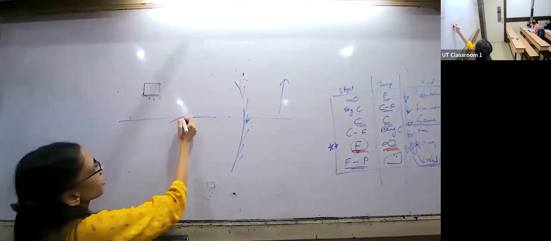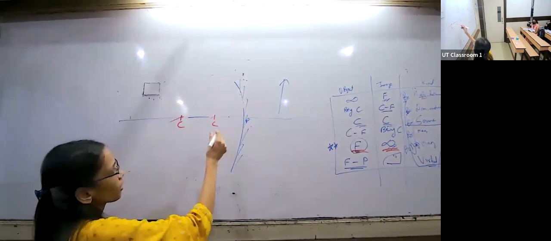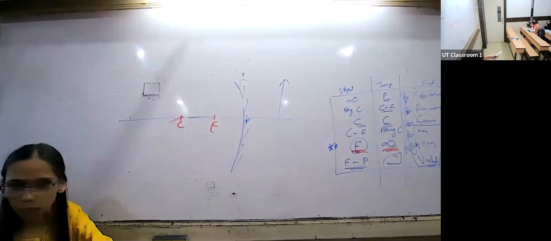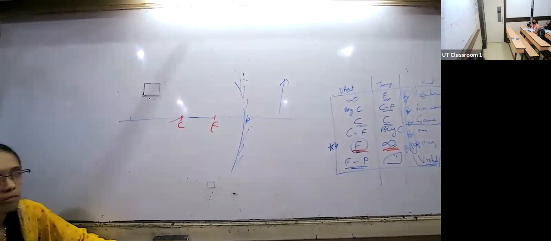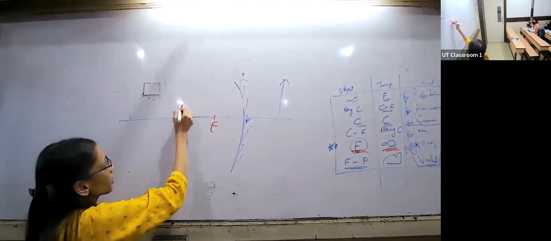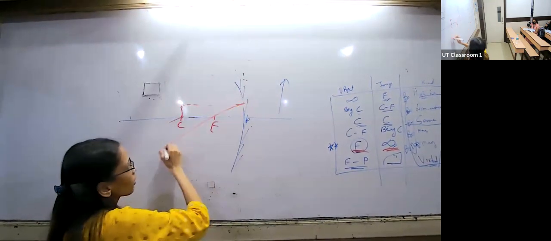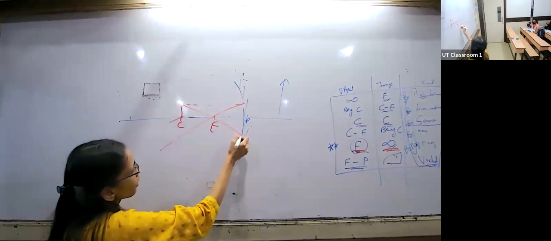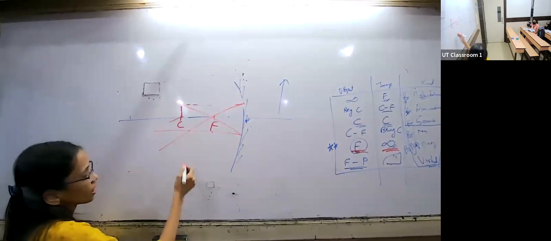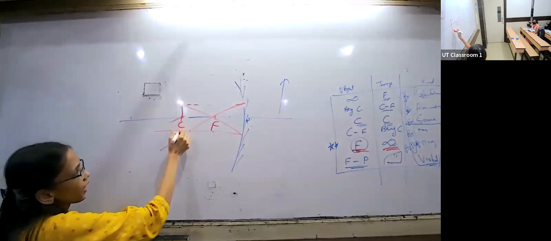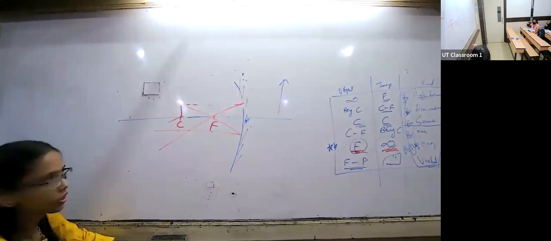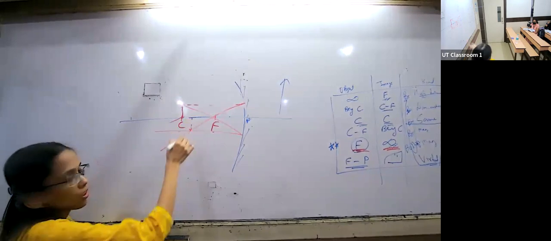So the doubt was, when she drew the ray diagram for the object at C, after drawing, her image location was not coming exactly below C. It was slightly before C.